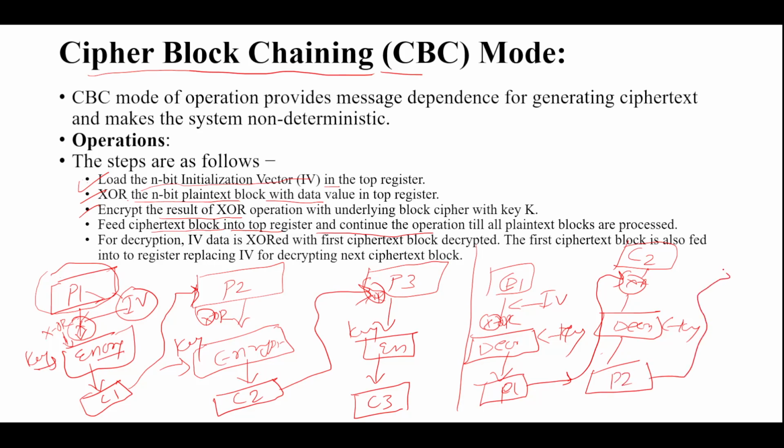P2, and lastly it is given to C3. XOR the output of P2 and C3, and then again decrypt the message using the decryption algorithm and the same key, and generate the third plaintext. Okay, that's it about the CBC mode.